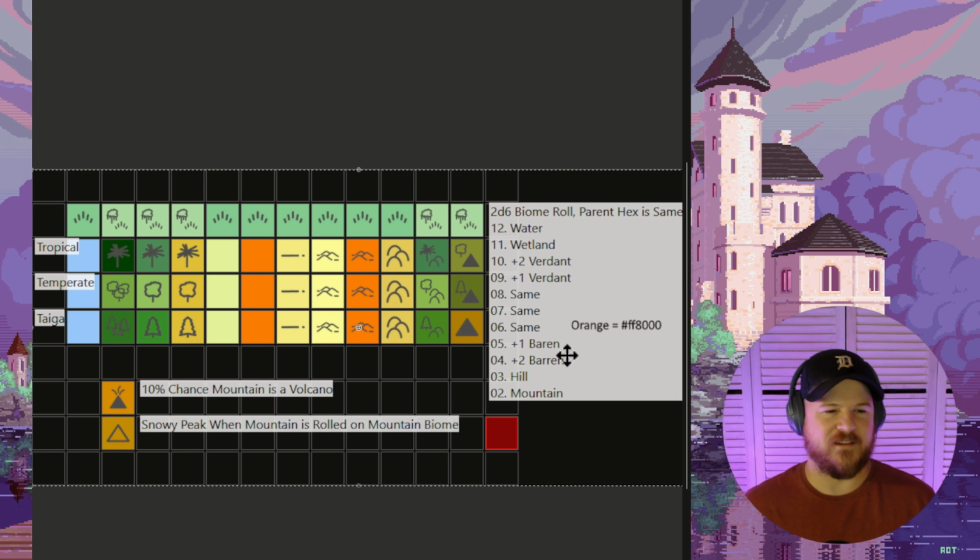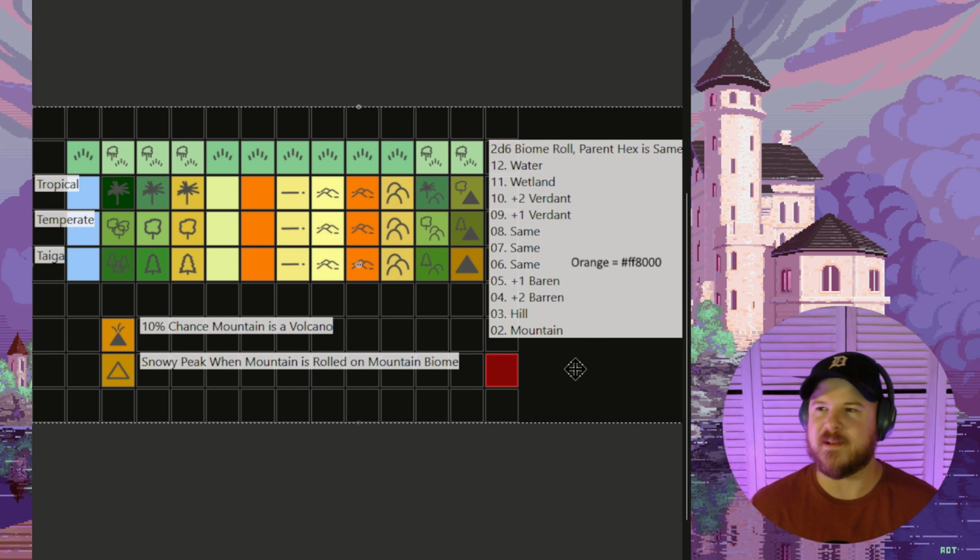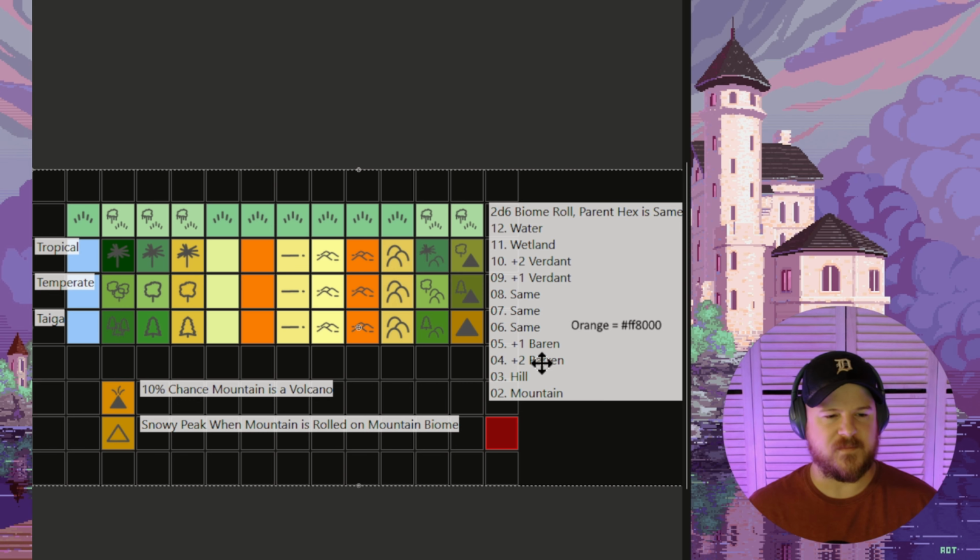So correct on this one. I don't know why I wrote the wrong thing on the other one. I must have been thinking about something else. And then the same thing happens for mountains. Alright, so that's the biome variation table.